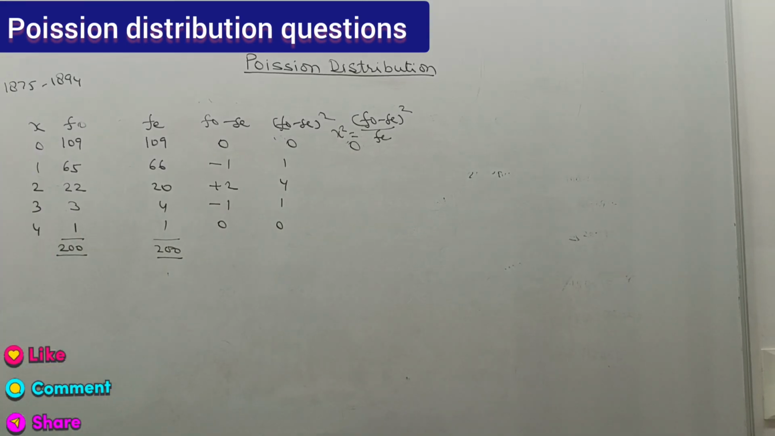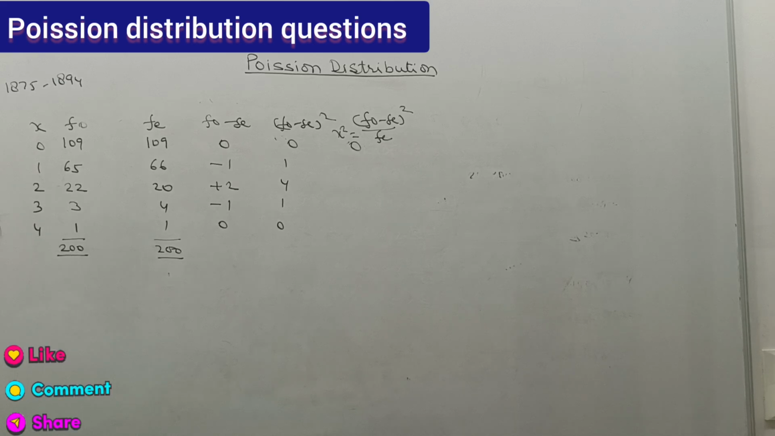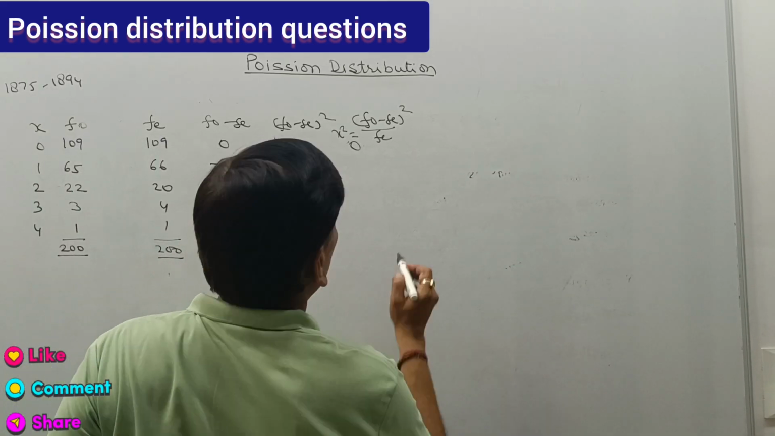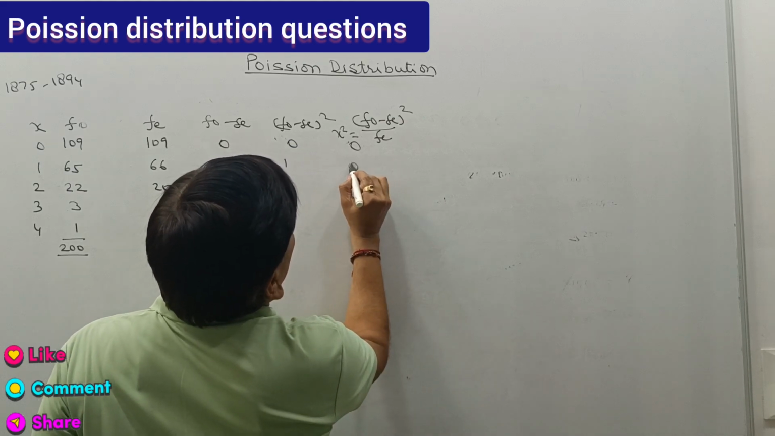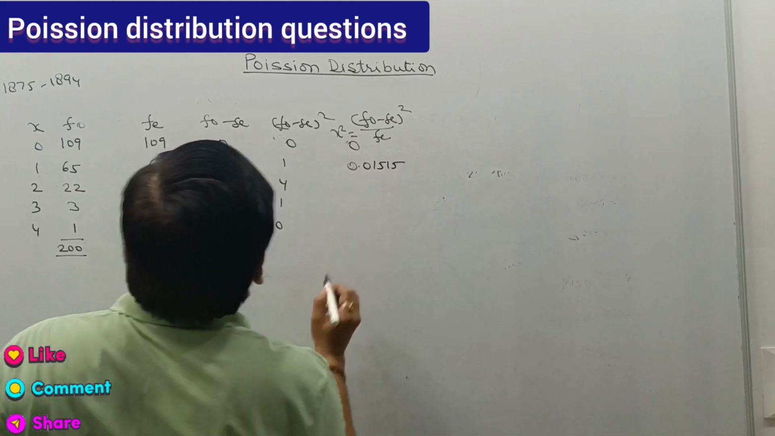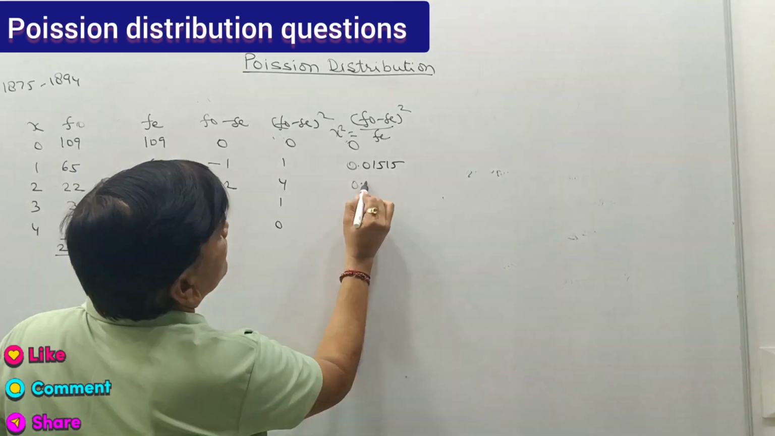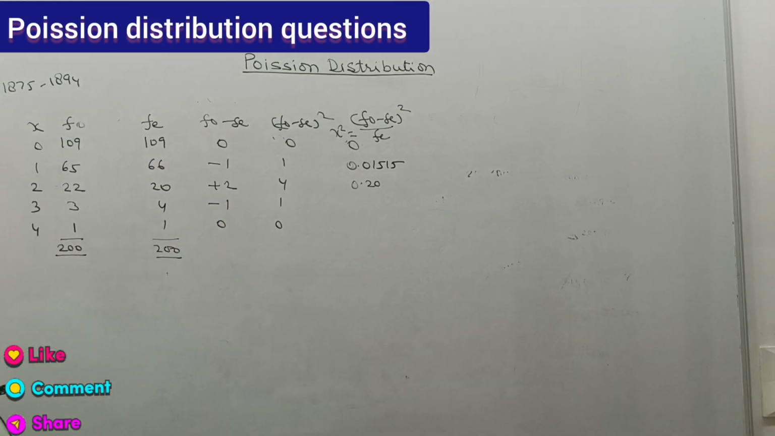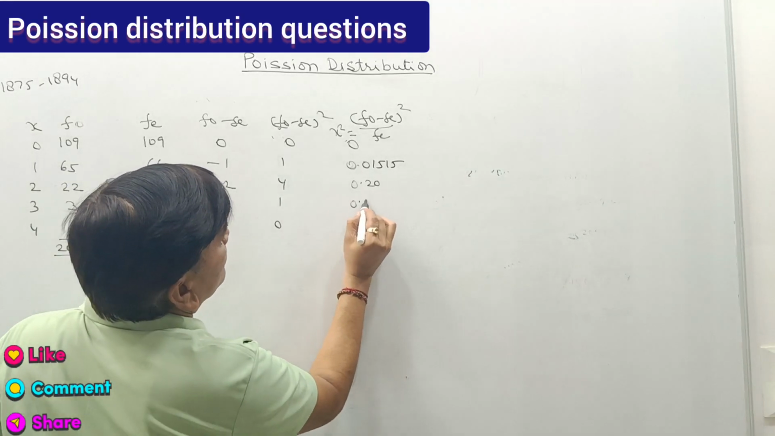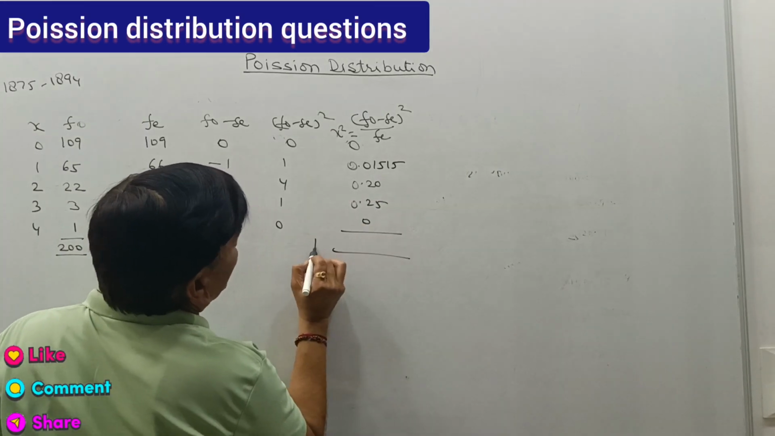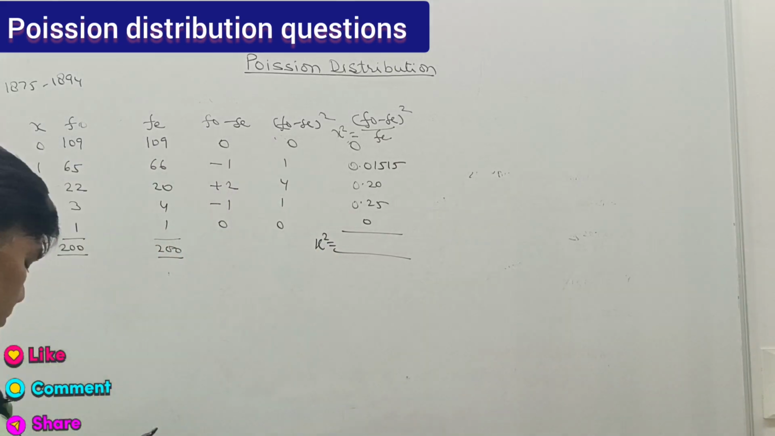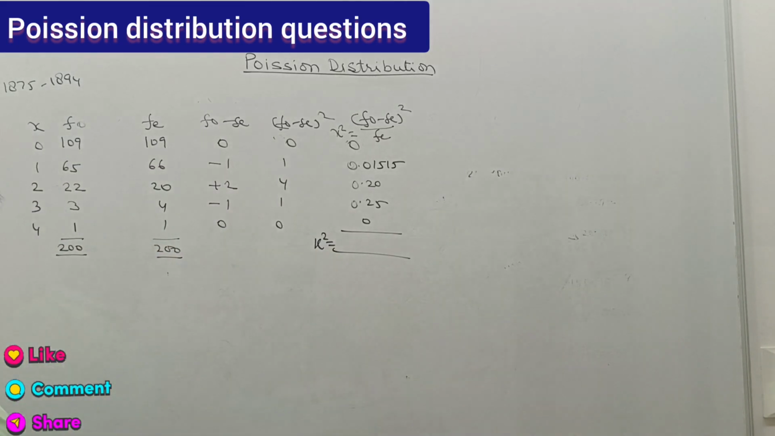Second one, 1 divided by 66, that is 0.01515. 4 divided by 20 is 0.2. 1 divided by 4 is 0.25, and 0. So the chi-square value will be 0.4651.